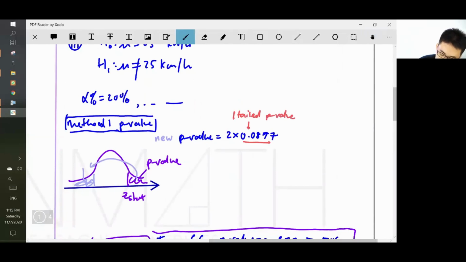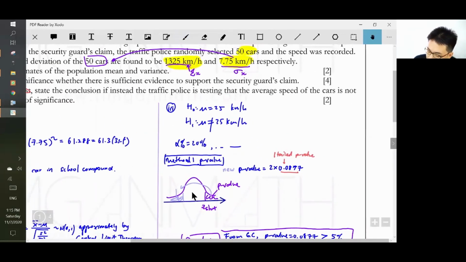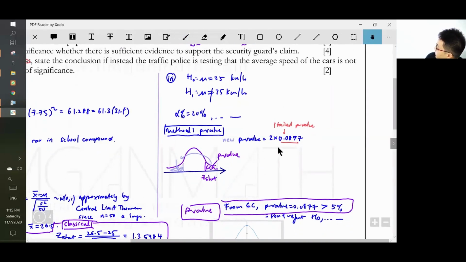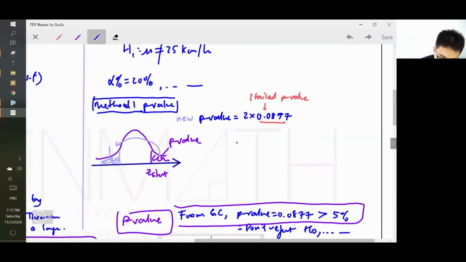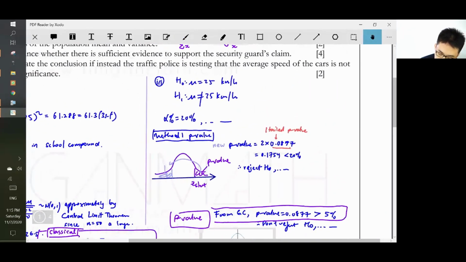Okay, either you understand it from this perspective or just memorize, because usually this question won't carry many marks, it's like 1 mark. So if you don't want to cram too much into your head in terms of understanding it, then you just memorize. That's method one, p-value. Ultimately this will get you 70%, which is actually less than 20%. So hence, reject H naught and conclude.